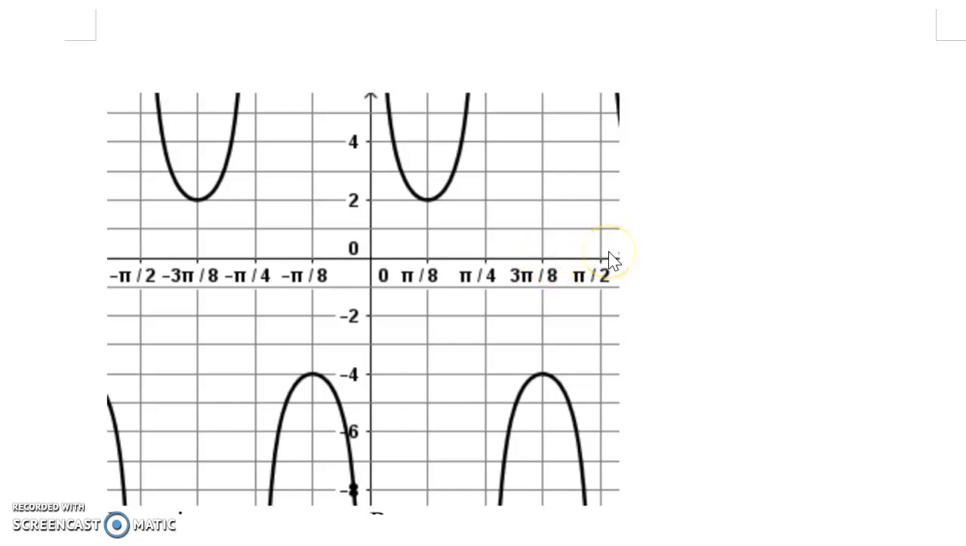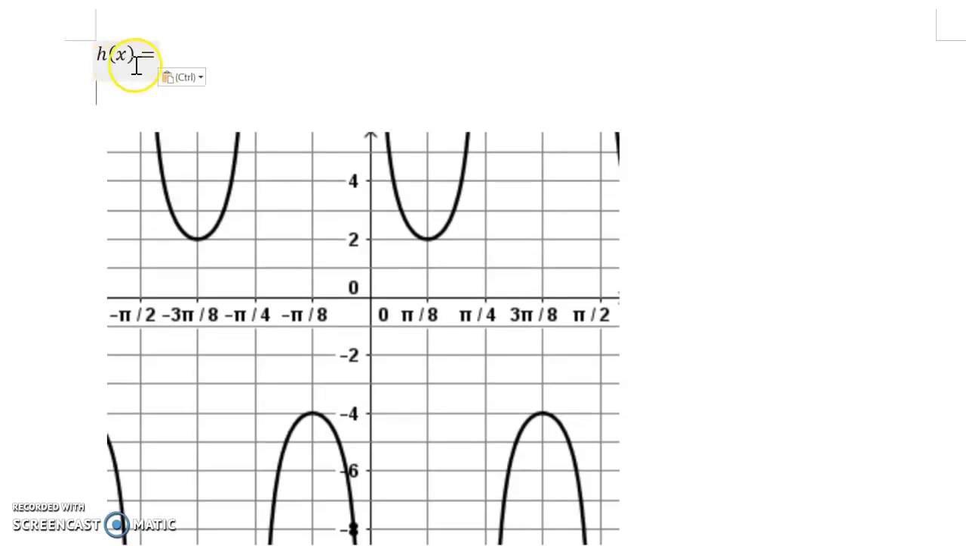And pi over 2 is a quarter of that, so that tells me my x value should have a coefficient of 4 in front of it, because we find the new period by taking the old period divided by whatever the coefficient in front of your x value is going to be. So this is now enough for me to write my function for cosecant.